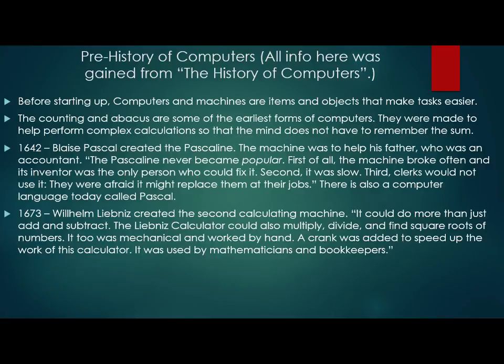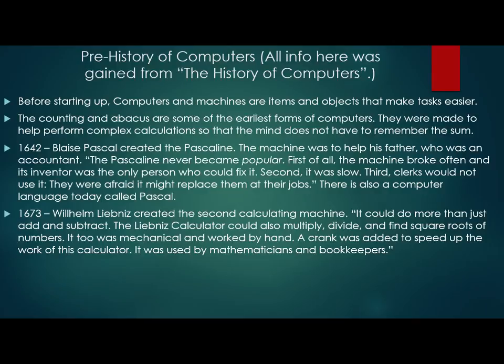So before starting up, computers and machines are items and objects that are made that make tasks easier. This is the reason why they were made in the first place. The counting board and abacus are some of the earliest forms of computers. They were made to help perform complex calculations so the mind doesn't have to remember the sum. Basically, the person would do the calculations in their head, and then they would put the sum down on the abacus or the counting board, so that way that sum is right there. The person can then do additional calculations on top of that and reflect it on the counting board or abacus.